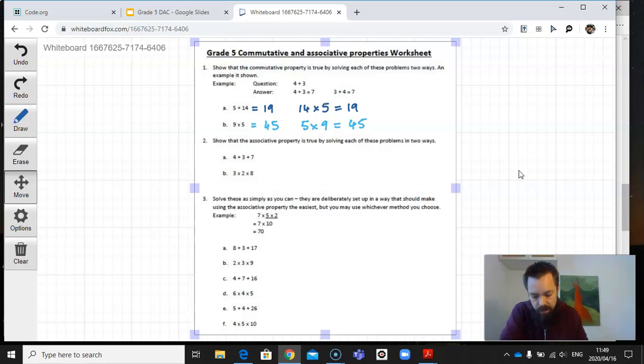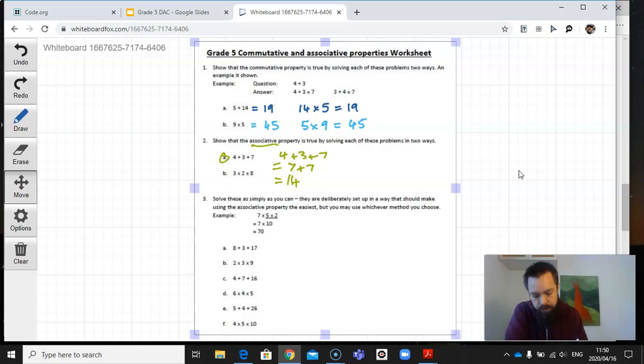Looking down at the next one, looking at the associative property, meaning you can do it in either way. I'll do A in green and B in a different color. So let's do them side by side. So first I'm going to do 4 plus 3 plus 7. I'm going to do the 4 plus 3 first, which gives me 7. That other 7 stays the same, and that gives me 14.